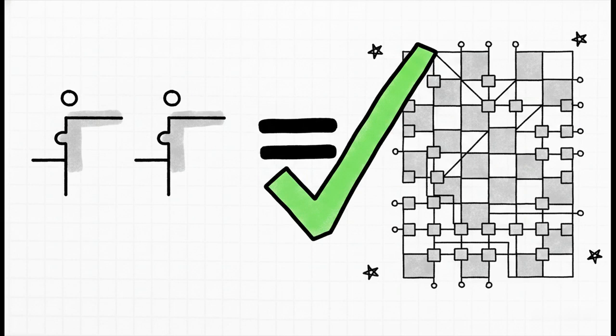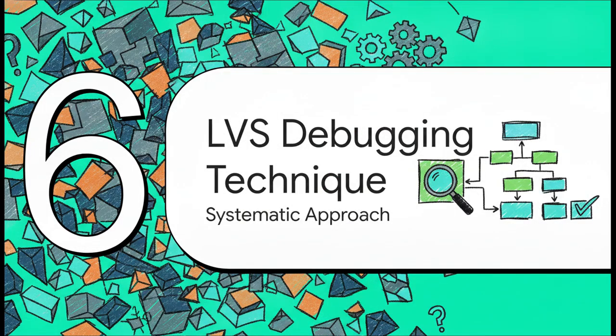It's a real aha moment. Geometry can be manipulated endlessly as long as the math and the connectivity remain identical. And finally, Section 6, LVS Debugging Technique.